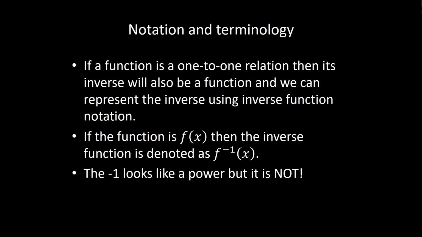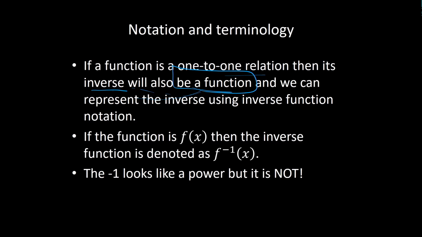Now there's some important notation and terminology that you need to be familiar with. Let's have a look at this. We say that if a function is a one-to-one relation, and remember this is where you use the vertical line test and you test what kind of relation your function has, then its inverse will also be a function, okay? We can represent the inverse using inverse function notation. Now, we're going to talk a little bit more about a one-to-one relation and an inverse function in a little bit. But let's just talk about the notation. So I haven't forgotten about this key concept. We will come back to it.